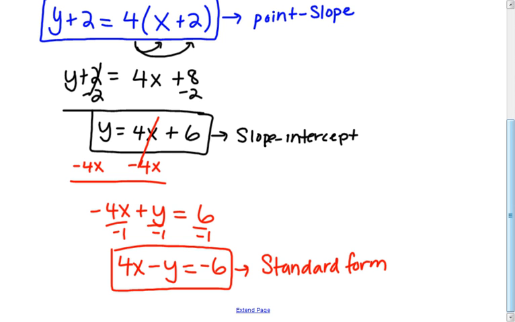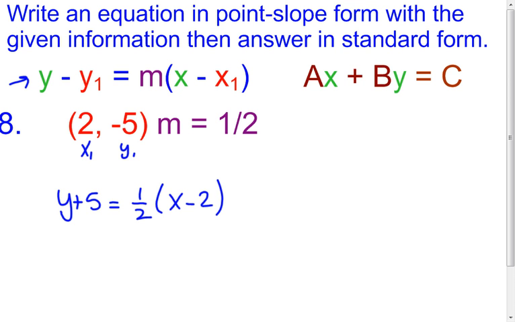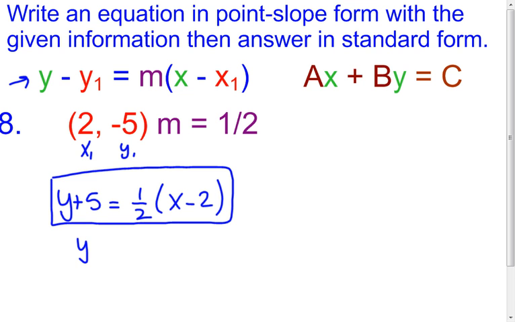Okay, we'll do a couple more of those here. Again, we'll start off the same way. This is your x1, your y1, and I will plug it into this formula to start. So I will do y minus my y1, which is negative 5. So minus negative 5 becomes positive 5. My m is 1/2. And then x minus my x1, which is 2. Okay. So this, I should block this off. This right here is point slope.